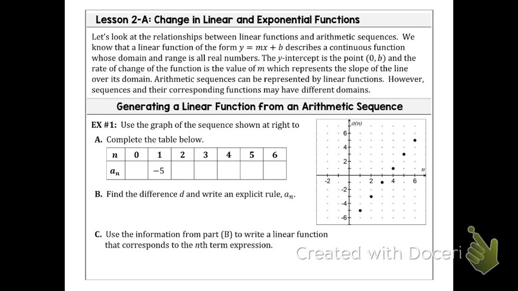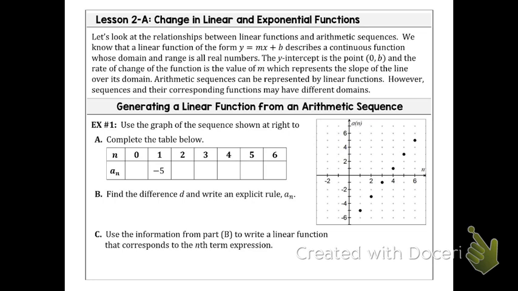So it says, let's look at the relationships between linear functions and arithmetic sequences. We know that a linear function of the form y equals mx plus b describes a continuous function whose domain and range is all real numbers. The y-intercept is a point (0, b), and the rate of change of the function is the value of m, which represents the slope of the line over its domain. Arithmetic sequences can be represented by linear functions. However, sequences and their corresponding functions may have different domains.